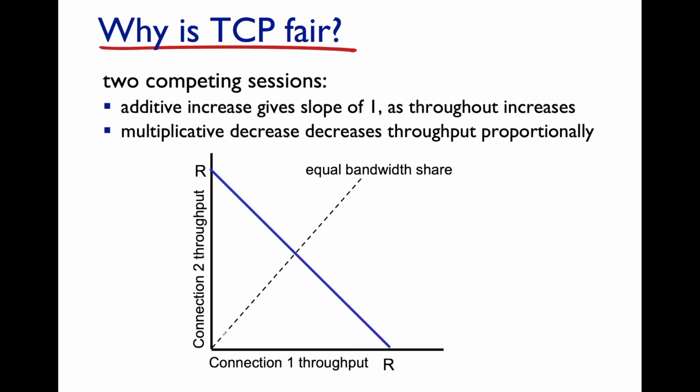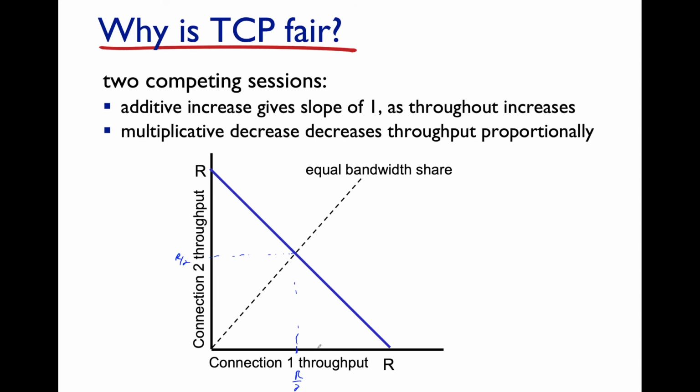And this dotted line represents the equal share, and it goes up and up until we hit R over 2. If we project that down, that's R over 2. If we project that equal bandwidth share to the left, that's R over 2. And so this R over 2 represents the equal bandwidth share between the two connections.